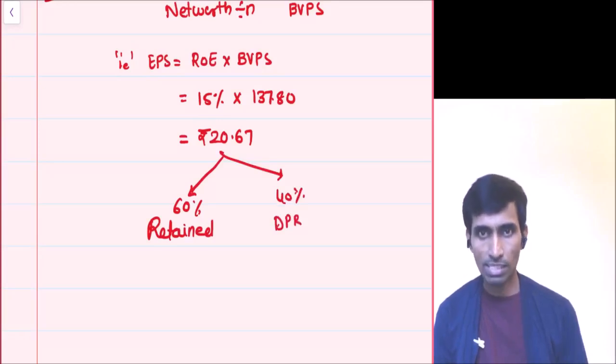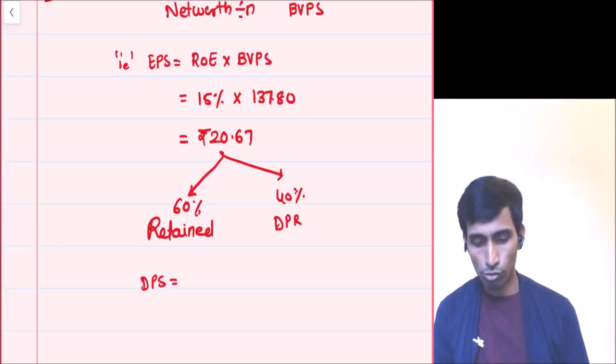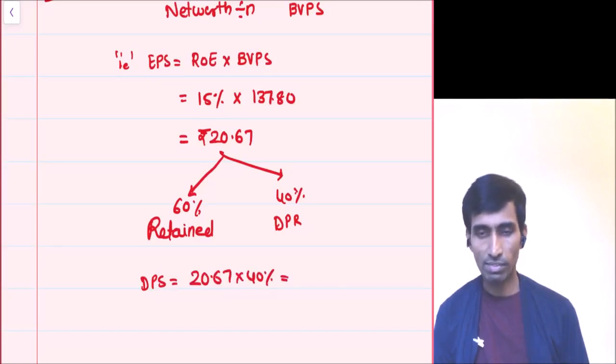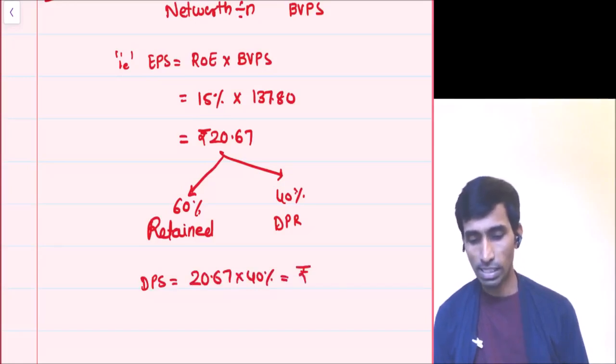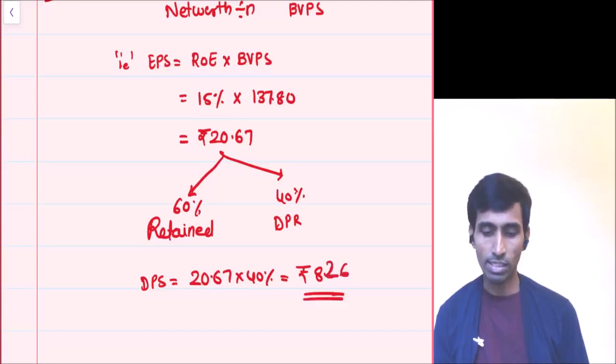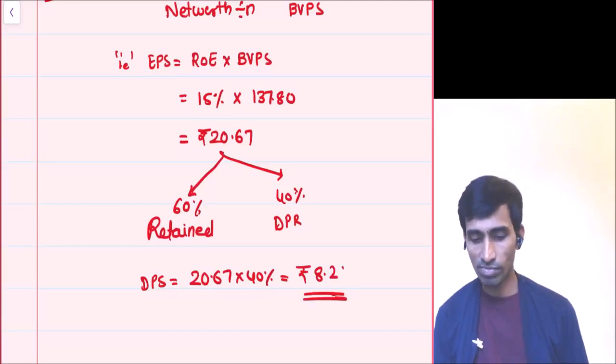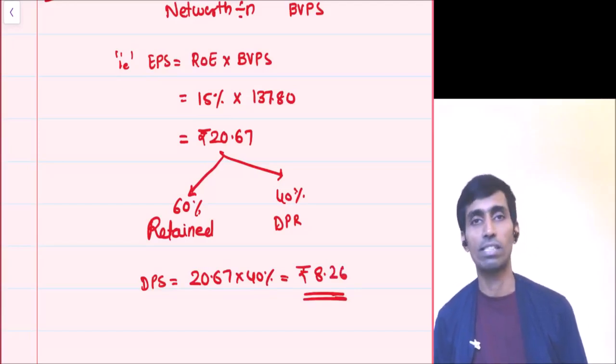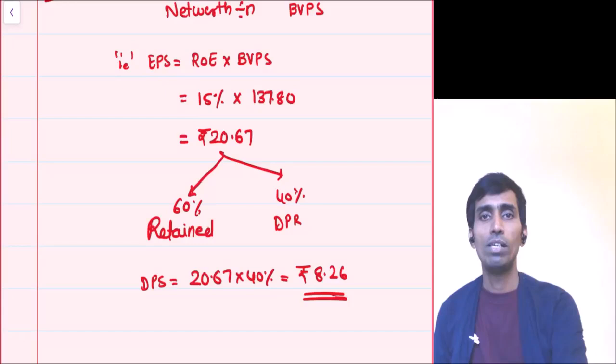Dividend per share equals 20.67 into 40%. Check how much it is. It is rupees 8.26. This is the dividend per share that the firm will pay. Understood? So this is the sum. Okay, the sum is not yet over. Wait, let me complete this.